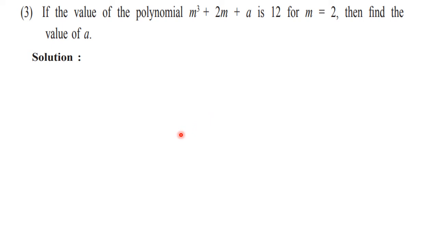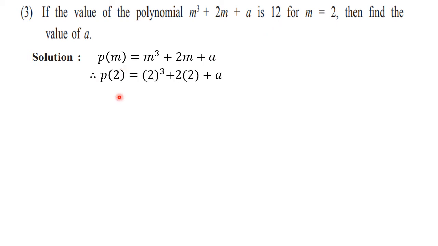Okay, so first of all, write down the given polynomial as P of m, since the variable is m here. So P of m is equal to m cube plus 2m plus a, right from the question. Then when m is equal to 2, the value is given as 12. So P of 2 is what? That we have to find out. Okay, so P of 2 we are finding, that means everywhere m we will replace by 2. So P of 2 is equal to 2 cube plus 2 multiplied by 2 plus a.